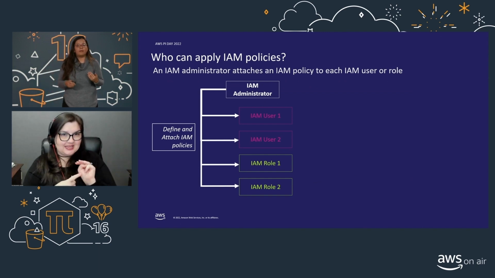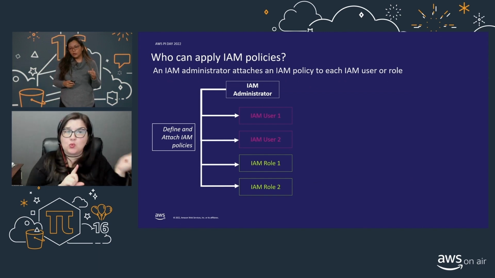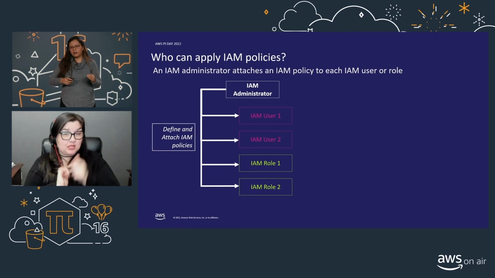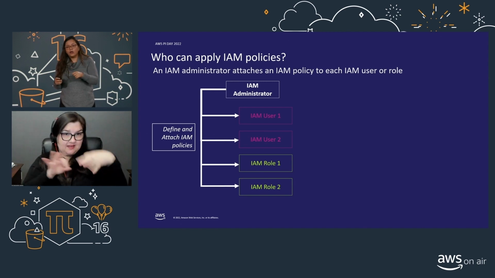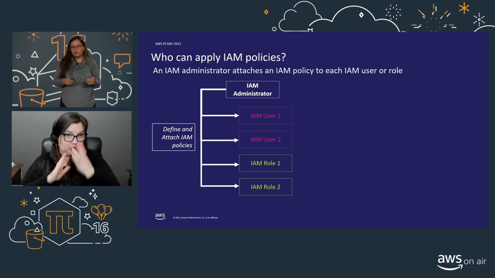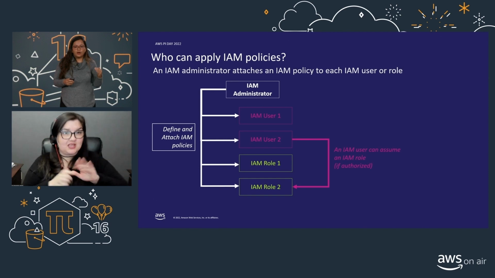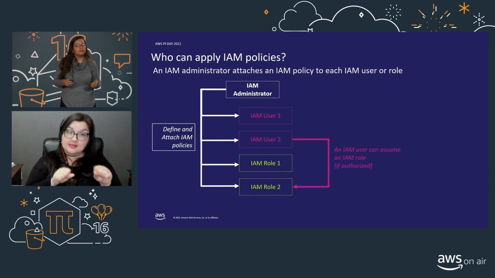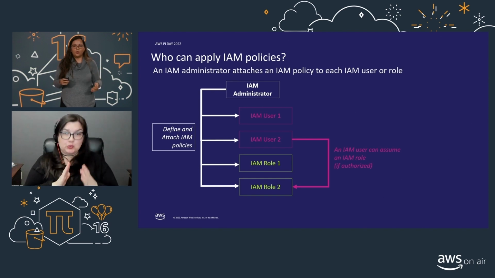Now, who gets to apply these IAM policies? If you are the IAM administrator for your AWS account, you define the IAM policy and attach it to an IAM user or IAM role within your account. You can further allow an IAM user to assume an IAM role. With role assumption, the IAM user inherits the permissions of that IAM role.